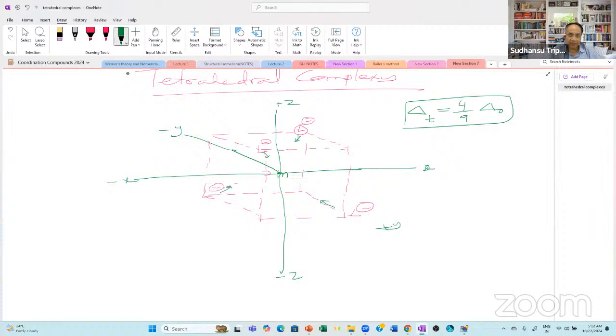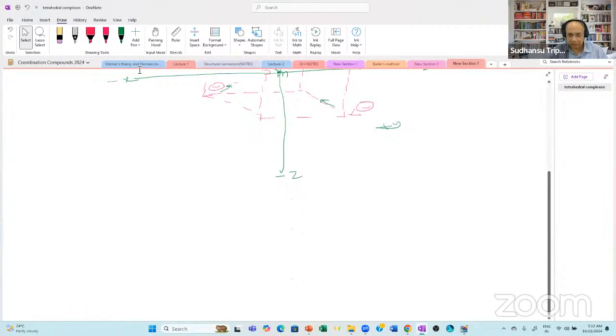This is tetrahedral splitting. Splitting occurs, but very small, half of it. So much so that invariably it is less than the pairing energy. Pairing energy is always constant for every metal ion. It varies between 17,000 to 21,000 centimeter inverse.